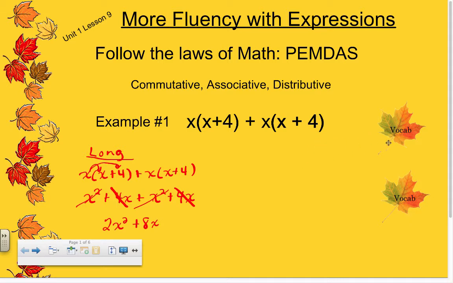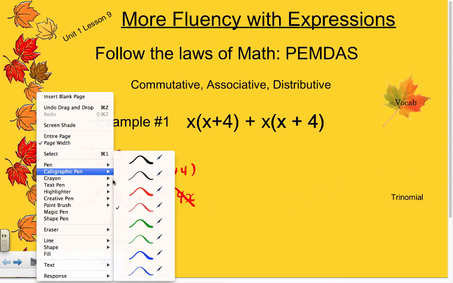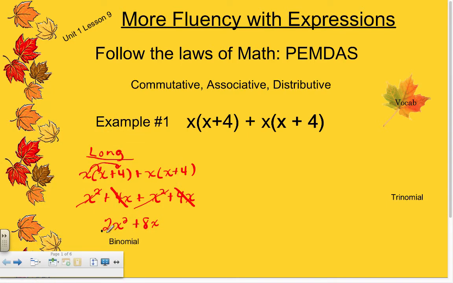Now over here we have our little vocabulary leaves. And underneath this leaf is the word binomial, and underneath this one is trinomial. So, your answer here, was it a binomial or a trinomial? Well, it was a binomial. Bi, like in bicycle, means two. And we had two terms here. This term and this term. Remember, terms are separated by multiplication and joined together by either addition or subtraction.